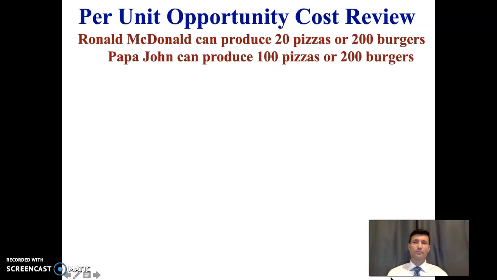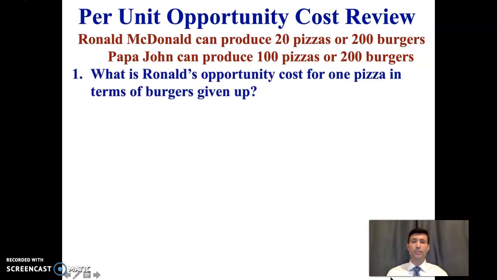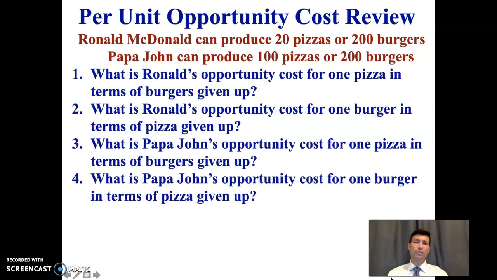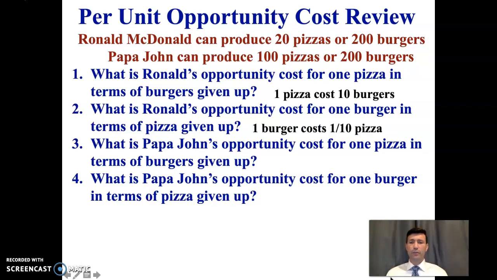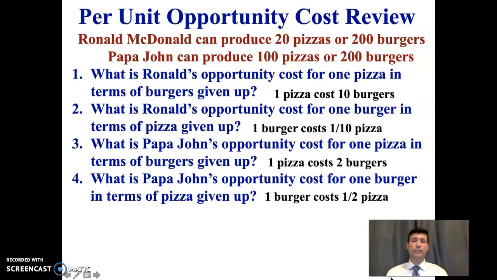Let's take this funny example of Ronald McDonald and Papa John. So if Ronald can produce 20 pizzas or 200 burgers, Papa John can produce 100 pizzas or 200 burgers, then calculate the per unit opportunity cost for each good for each party. It's a very simple fraction. So for Ronald, one pizza costs 10 burgers, and one burger costs 1/10 of a pizza. And for Papa, one pizza costs 2 burgers, and one burger costs half of a pizza.